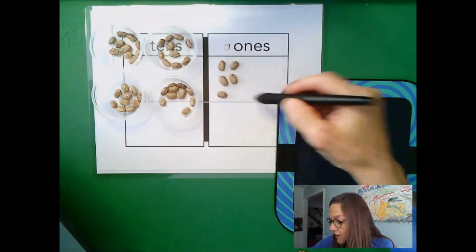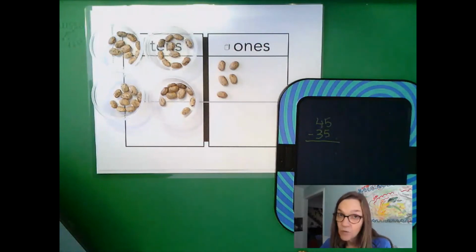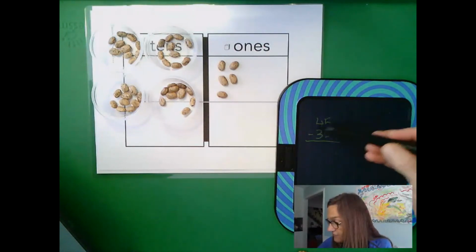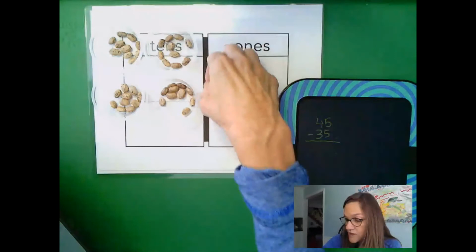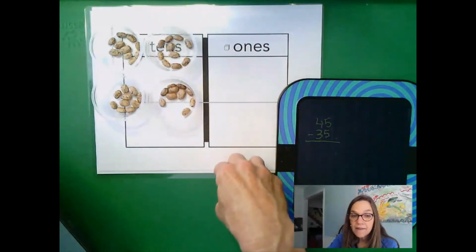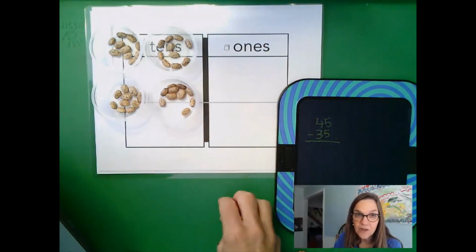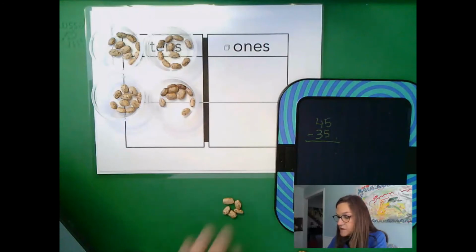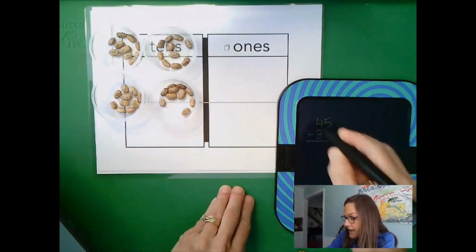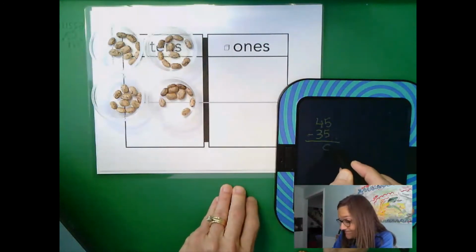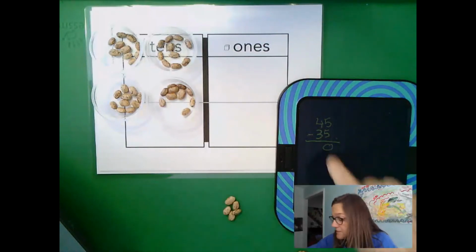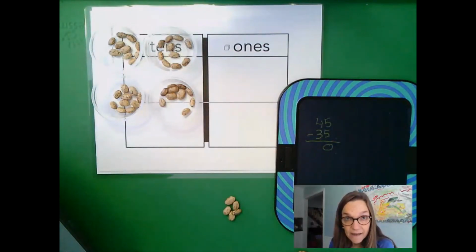So we're going to take away the 5. We're going to take away all 5. 5, take away 5. We're going to take them all away. Now there's 5 of the limbs that Caitlin picked up. And when we take away those 5, how many do we have left? None. Now we need to move on to the tens.